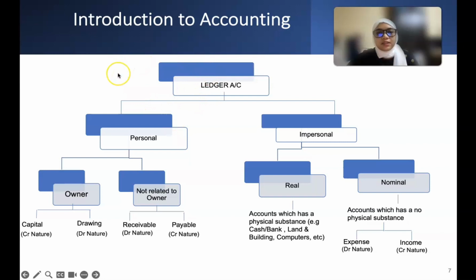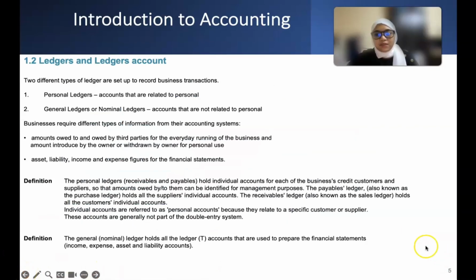I hope you understand this slide regarding the two types of ledger accounts. For this upcoming slide 5, this is the explanation of what the two types of ledgers are. Two different types of ledgers are set up to record business transactions: personal ledgers and general ledgers, or nominal ledgers. Personal ledgers are the accounts that are related to personal, and general ledgers or nominal ledgers are the accounts that are not related to personal.